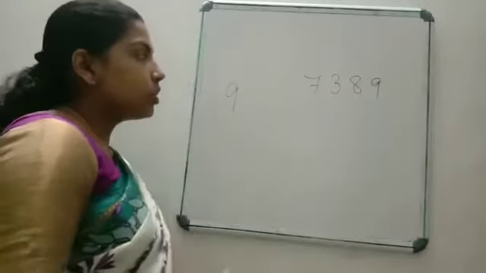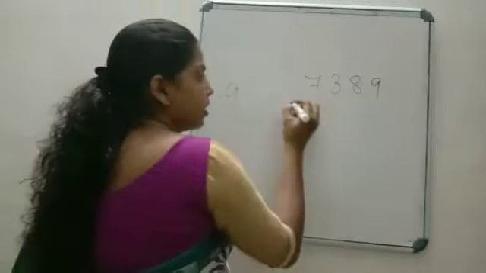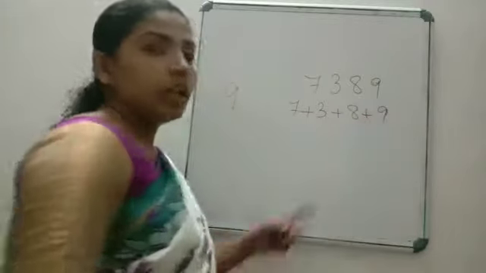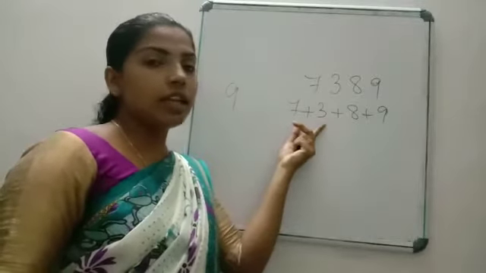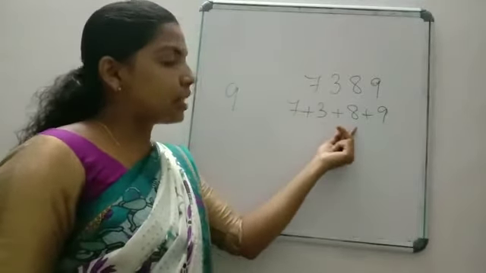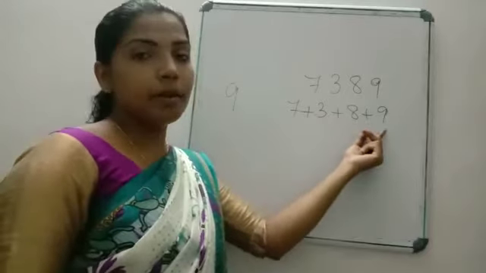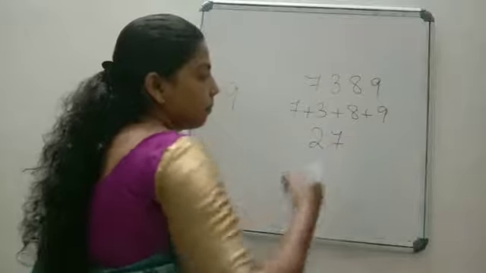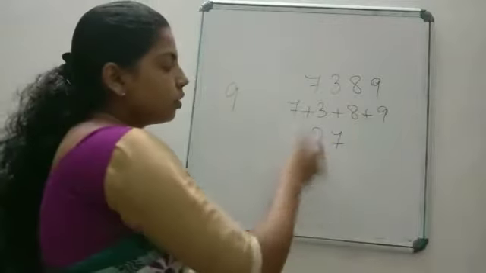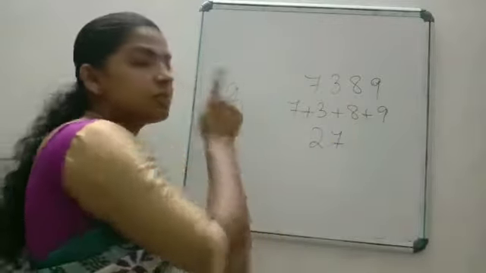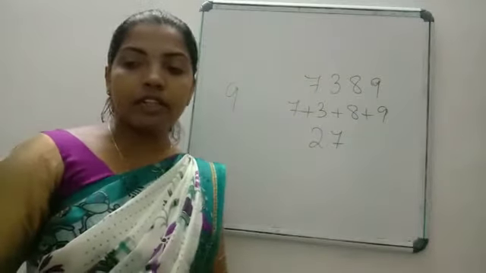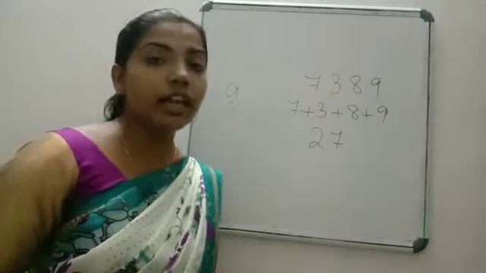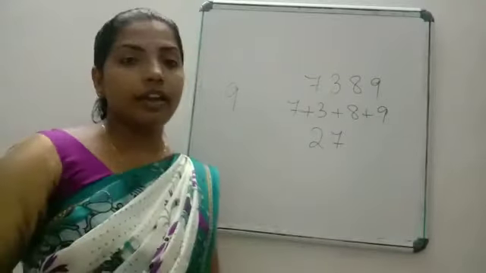7,389. So, just find the sum. 7 plus 3 plus 8 plus 9. Now 7 plus 3 is 10. 10 plus 8 is 18. 18 plus 9 is 27. So see whether this 27 is divisible by 9. Yes, 27 is divisible by 9. So we can say that 7,389 will also be divisible by 9. Okay.